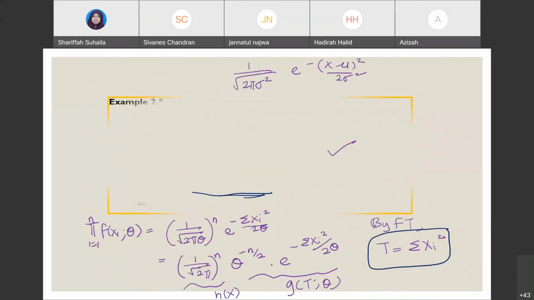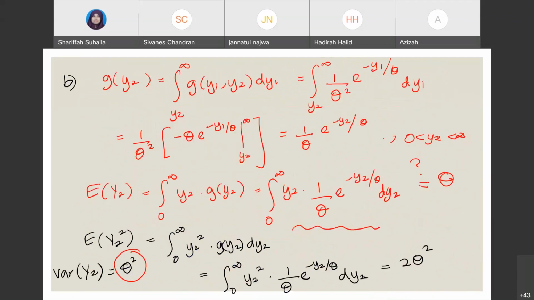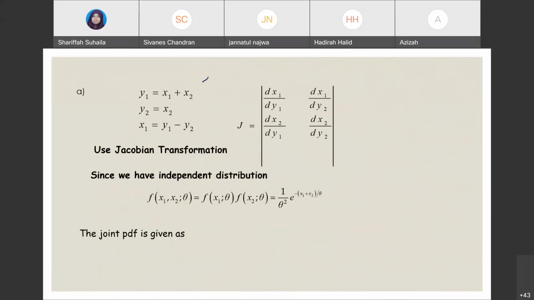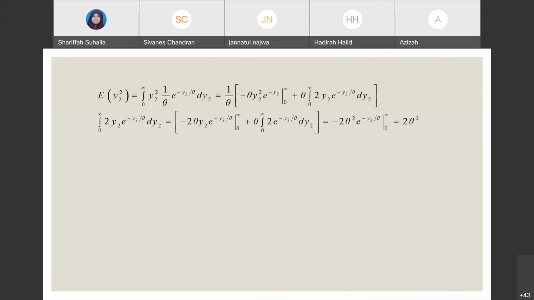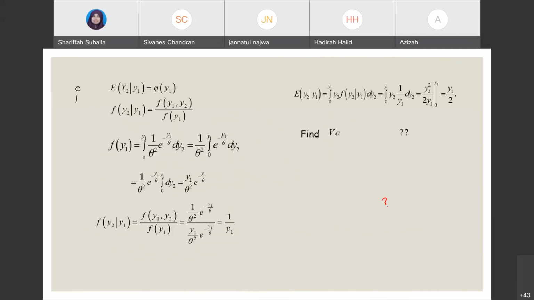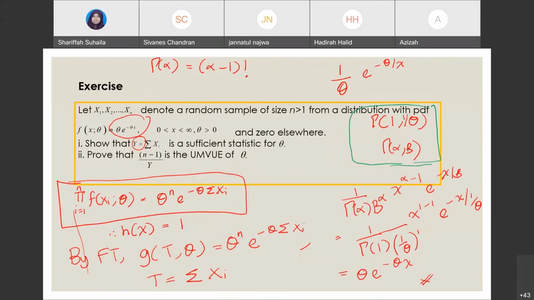Sebab kita akan divide dia part by parts, sebab after uniformly minimum variance unbiased estimator, dia ada juga approach lain bila kita masuk 2.4 which is completeness and uniqueness. So completeness and uniqueness, if you already prove that it is a complete sufficient statistic, then we can deduce that it is also uniformly minimum variance unbiased estimator.